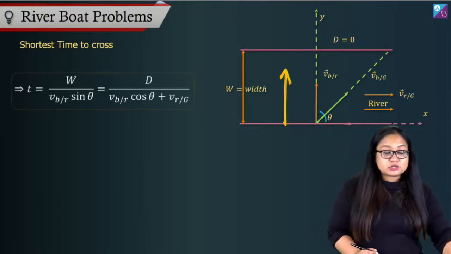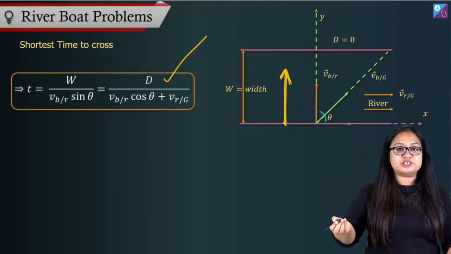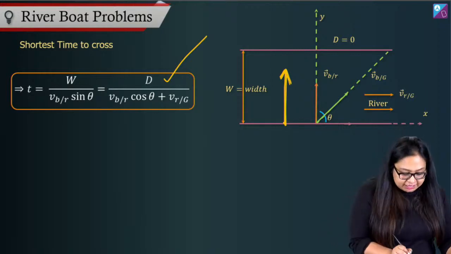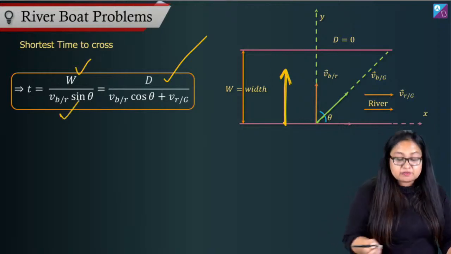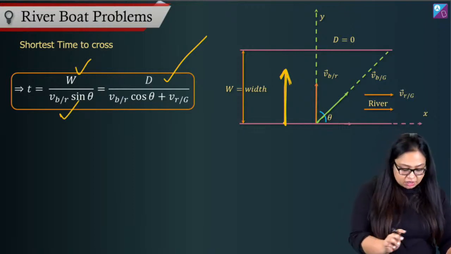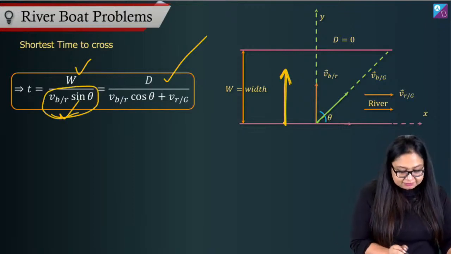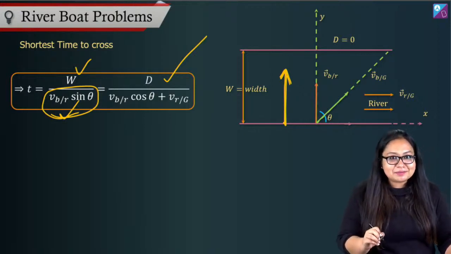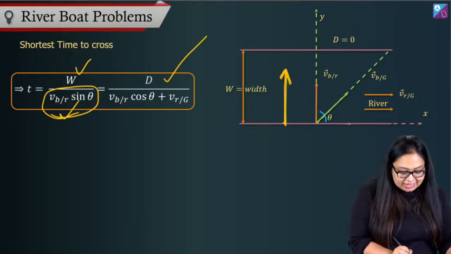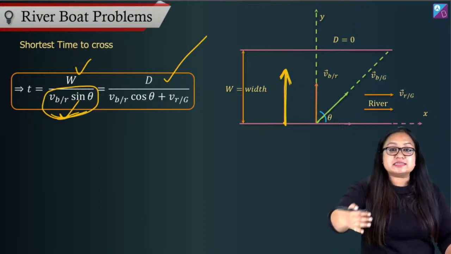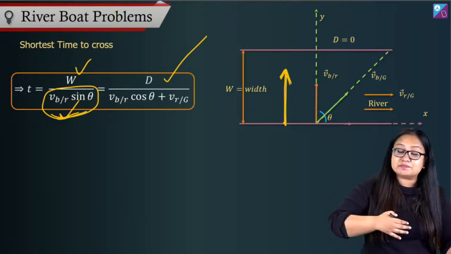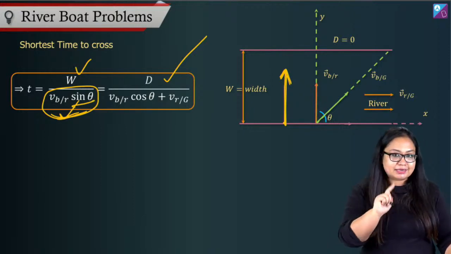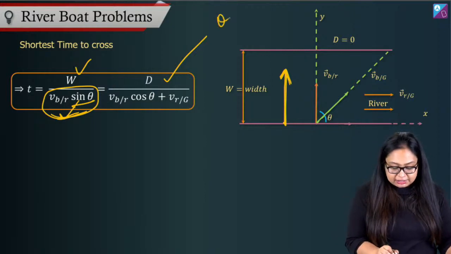So again, let's go to our original equation that we got for the general riverboat problem. Here, the time taken in the y direction is W upon the velocity in the y direction, right? And what is the velocity in the y direction? VBR sine theta. Do you see this? VBR sine theta, matlab, if I want the y direction velocity to be as big as it can be, as much as I can, then I have to take sine theta as 1, right, sine theta equal to 1. That means I'm talking about theta equal to 90 degrees.